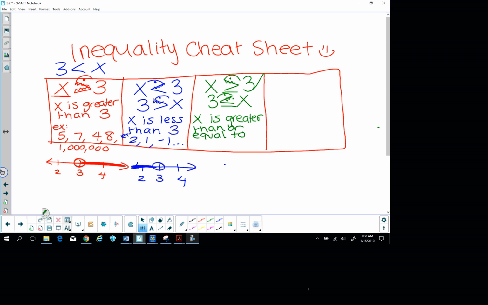And so all that means is all these numbers can be true, but what other number can be true now? 3, because it could be equal to 3, could be equal to 1,000, 5, it doesn't matter, as long as it's greater than or equal.